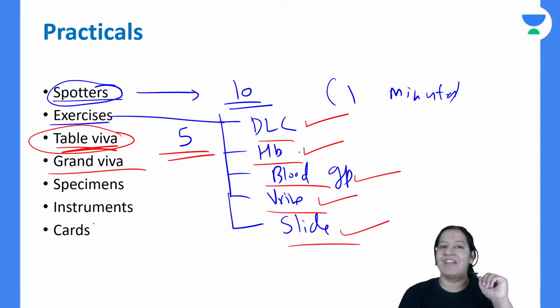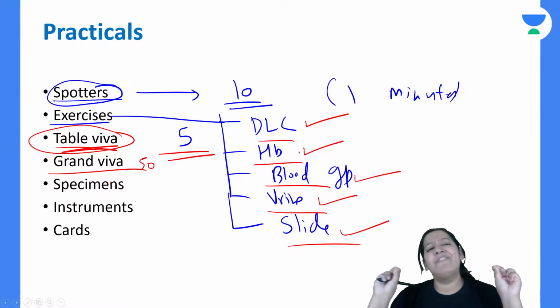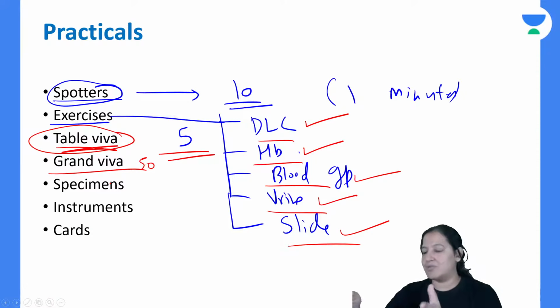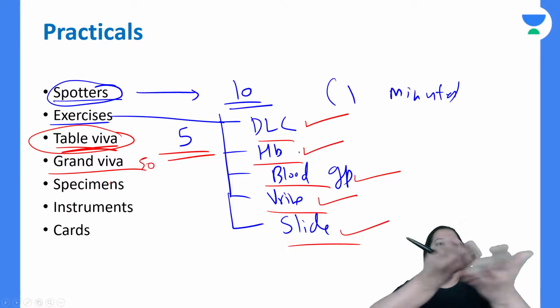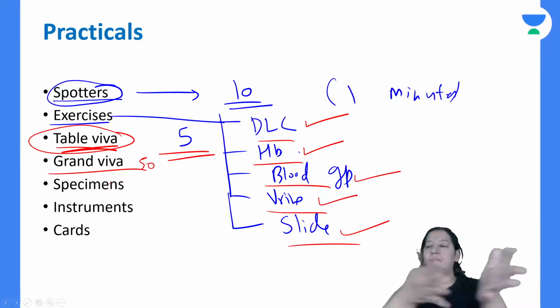Now there is a grand viva. There is a grand viva, 50 marks. You know, in grand viva the viva can go anywhere from the entire pathology. You have specimens, you have slides, you have instruments, you have spotters, you have cards. There is a big table in front of you and many examiners sitting round the table, and one by one they are bouncing questions at you. What is this? What is that? What is this? One question from here.